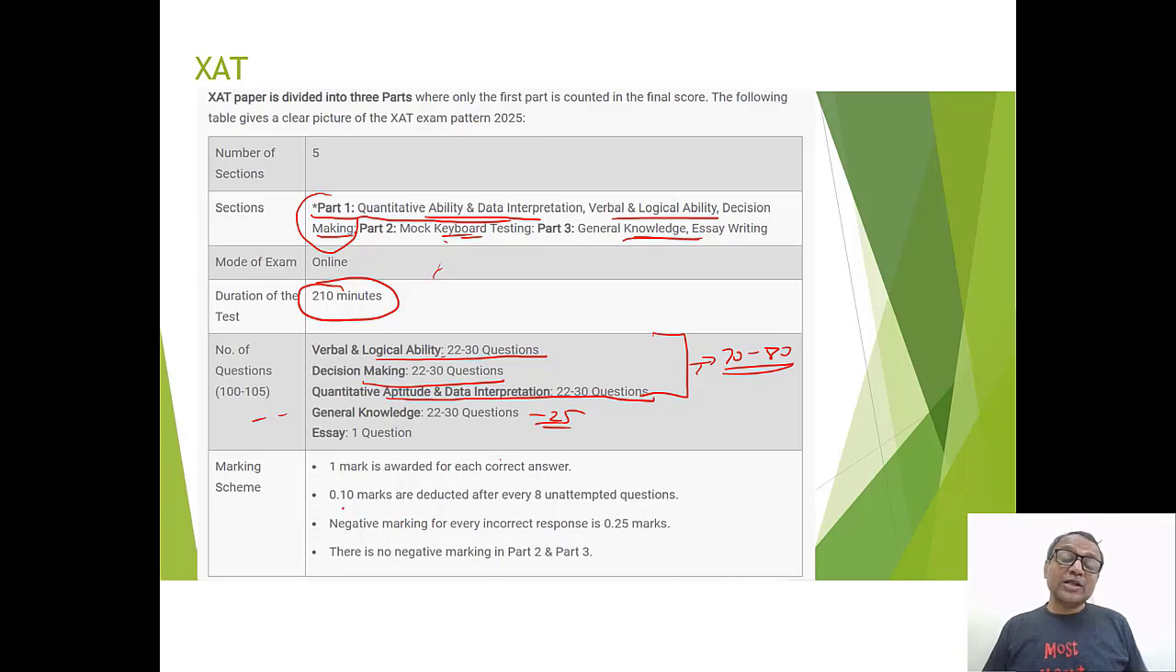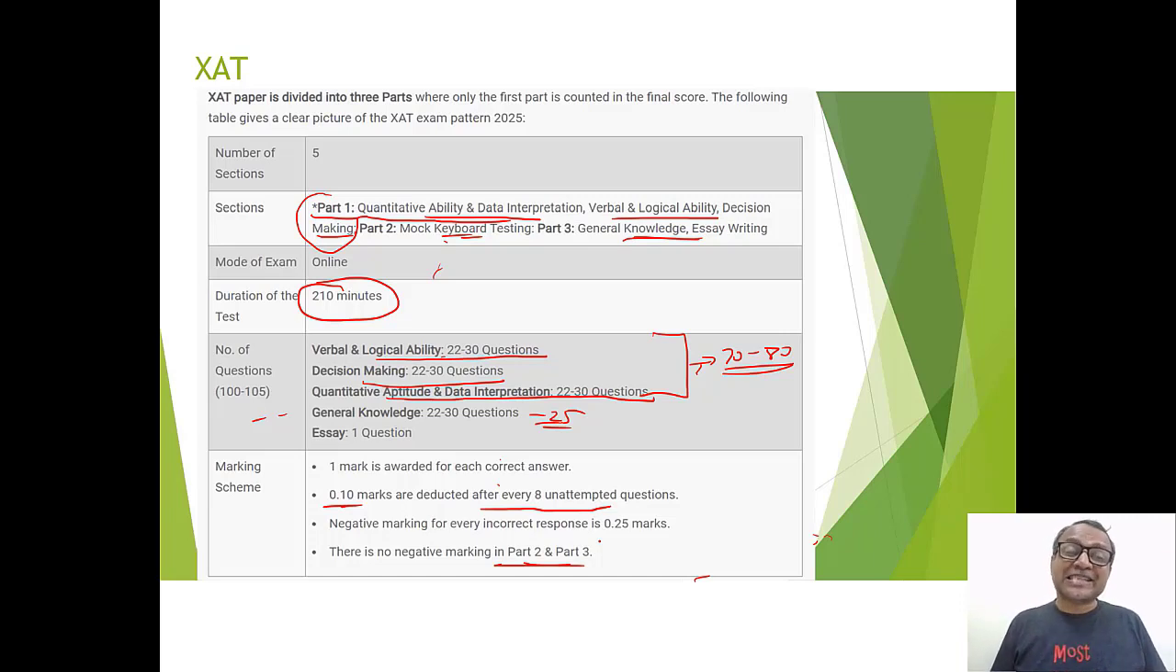There is negative marking, including for not attempting answers. For more than 8 unattempted questions, you get 0.1 negative mark each. Suppose you have not attempted 10 questions: the first 8 have no negative mark, but for the 2 more you get 0.2, that is 0.1 per question. There are no negative marks for part 2 and part 3 of the paper.